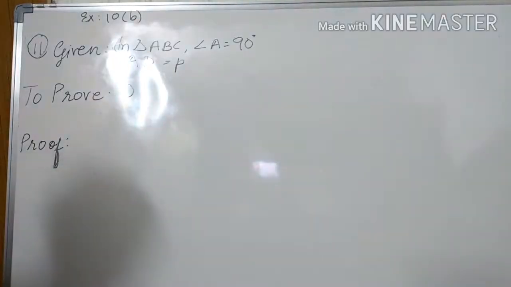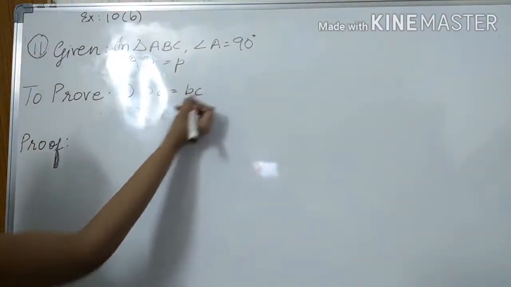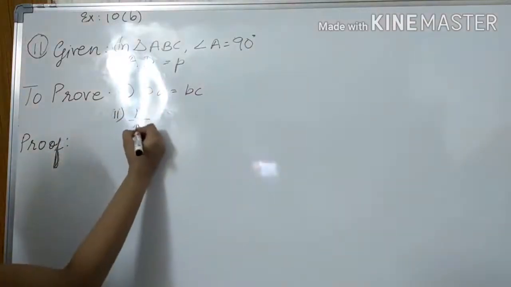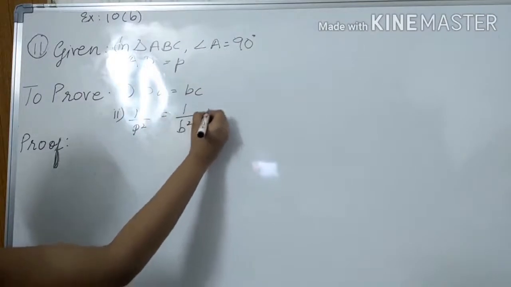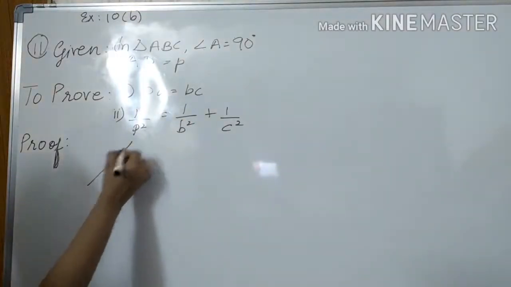To prove part, first is PA is equal to BC. And the second part is 1 by P square is equal to 1 by B square plus 1 by C square. This we have to prove here. Now we will start our proof with the figure given in the question already.